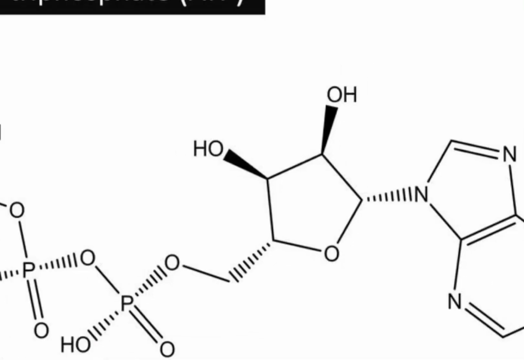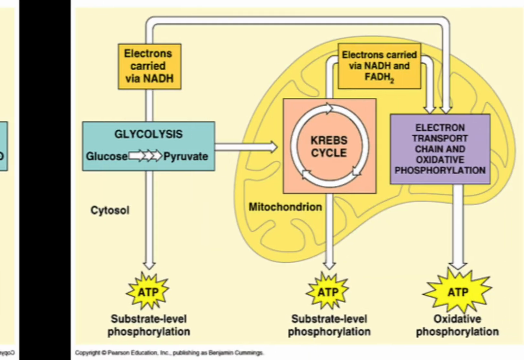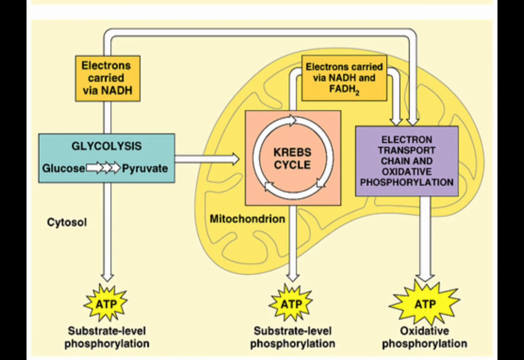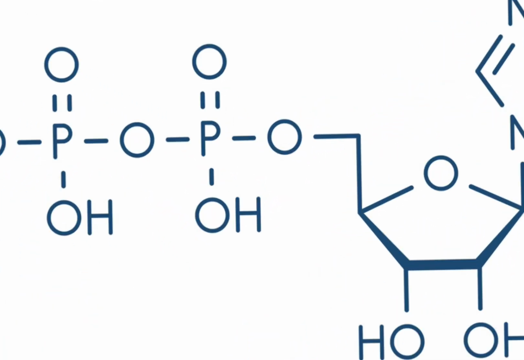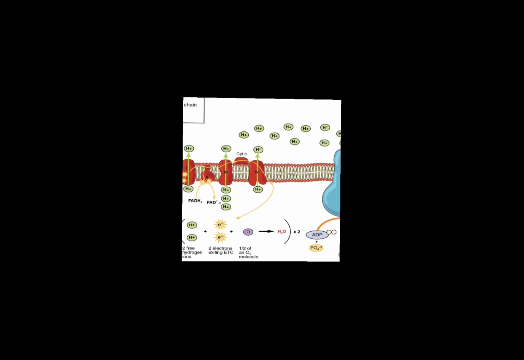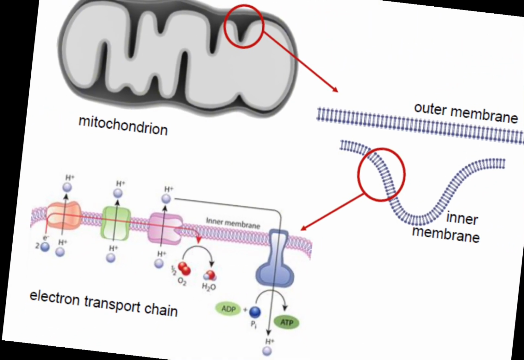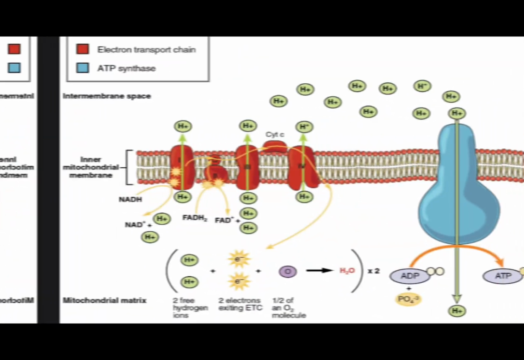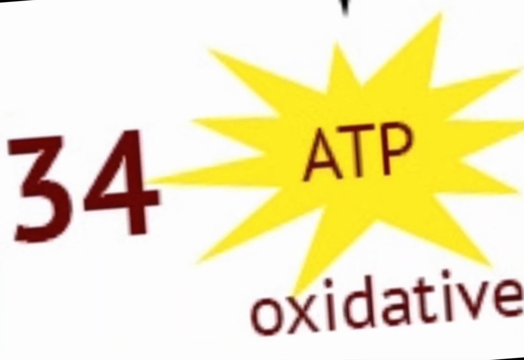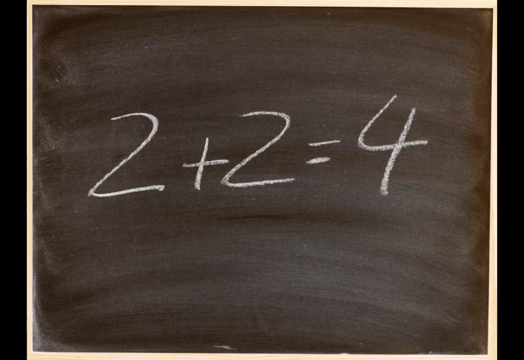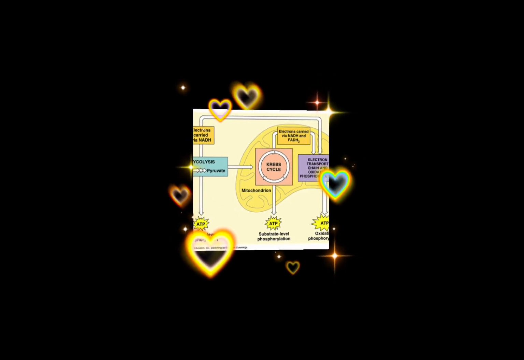Cell prep starts with 2 ATP before glycolysis, then stays the same through the bridge, before the Krebs cycle. Then Krebs adds 2 more, which then goes to the ETC, all in the mitochondria. ETC and oxidative phosphorylation make 34 ATP. To add up all the ATPs, you get 38.